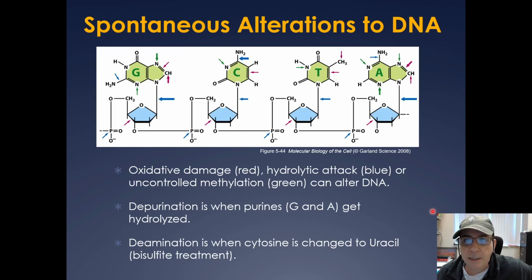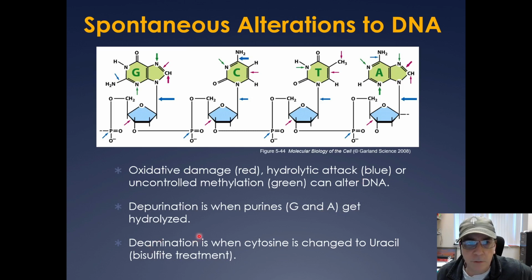So here are some of the spontaneous alterations that can actually occur to DNA. All right, you can have oxidative damage, and that's shown with the red arrows here. You can have hydrolytic attack, which is shown in blue, and you can also have uncontrolled methylation in green. Okay, and that can all alter DNA. Now, other things can happen too, where you can get deamination and depurination. And so depurination is when the purines, G and A, actually get hydrolyzed. So these big blue arrows, and the actual base gets cleaved off.